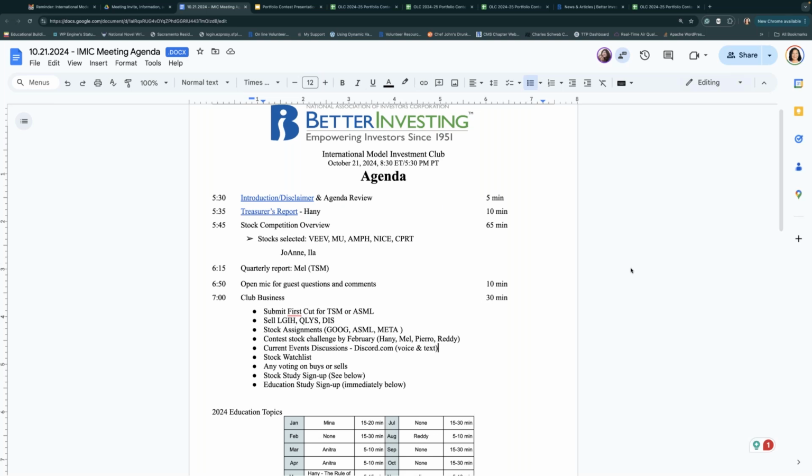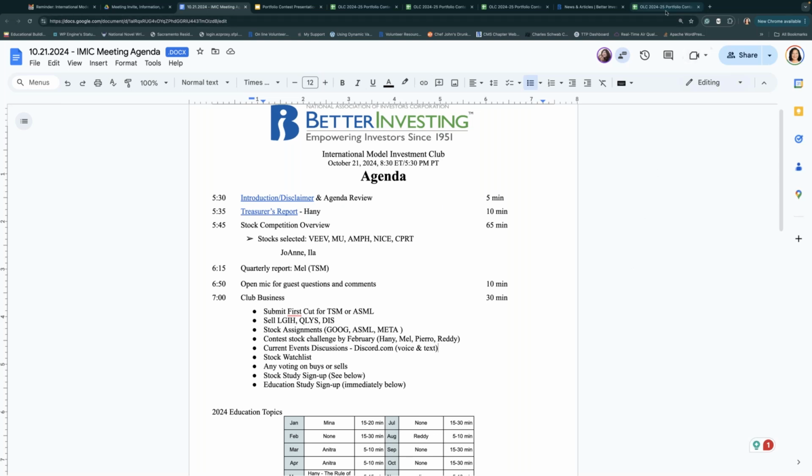Stock watch list. I know we've been through this multiple times about having a watch list. I know, Hanny, you put some stocks on there. I put some stocks on there, but we're not really good about keeping track of a watch list. And I think this is a challenge for other clubs too, or even other investors, people in their own portfolios. Having a watch list, I think you have to give it as much attention as you do watching your own stocks. I don't know.